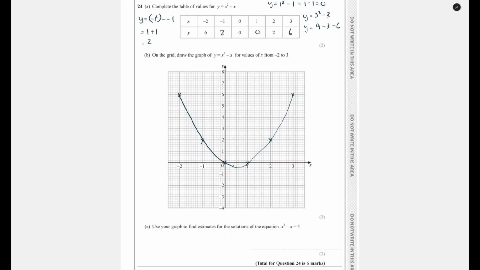Part C says, use your graph to find estimates for the solutions of the equation x squared minus x is equal to 4. Well, we've drawn our graph x squared minus x, and now we know it's equal to 4. So our y is equal to 4. So if we draw that line, we need to find the x values that it corresponds to. So that's -1.5 and 2.6.